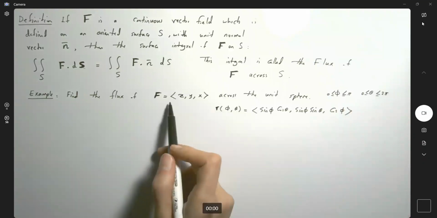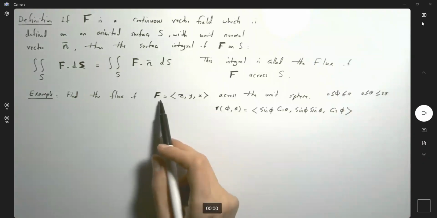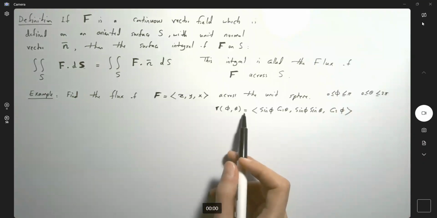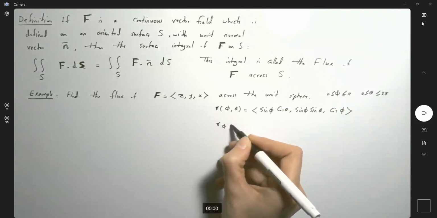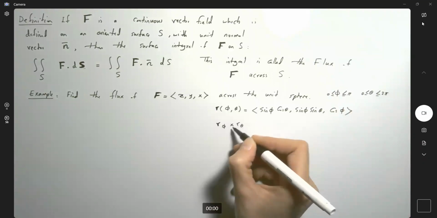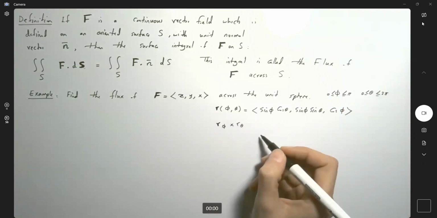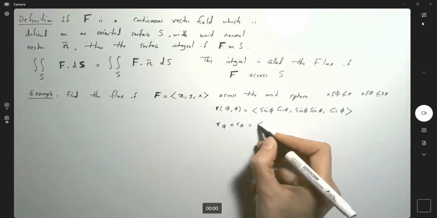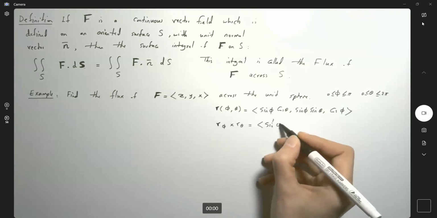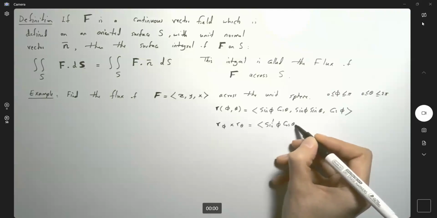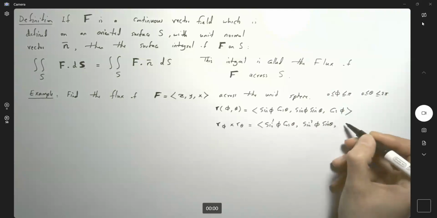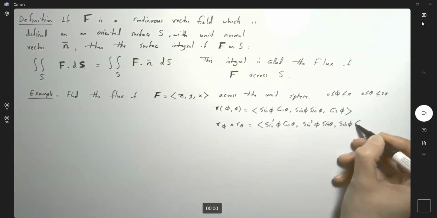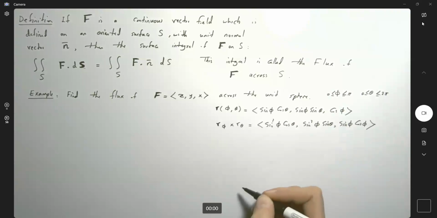We can substitute everything that we have in F and write F in terms of phi and theta. Recall that from what we did, r_phi cross r_theta, we already did that computation, which is equal to sine squared phi cosine theta, sine squared phi sine theta, and sine phi cosine phi. I already computed this for you.